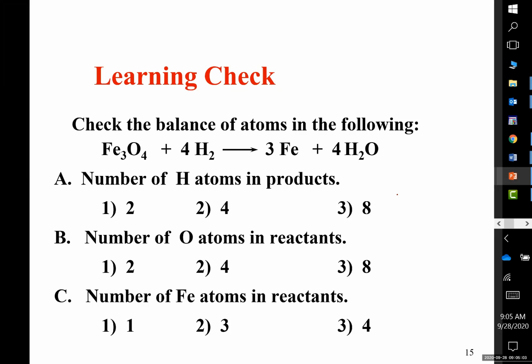Can I ask you to do this? As I'm waiting, I want to see who gets the answers to A, B, and C the fastest. Go, guys.